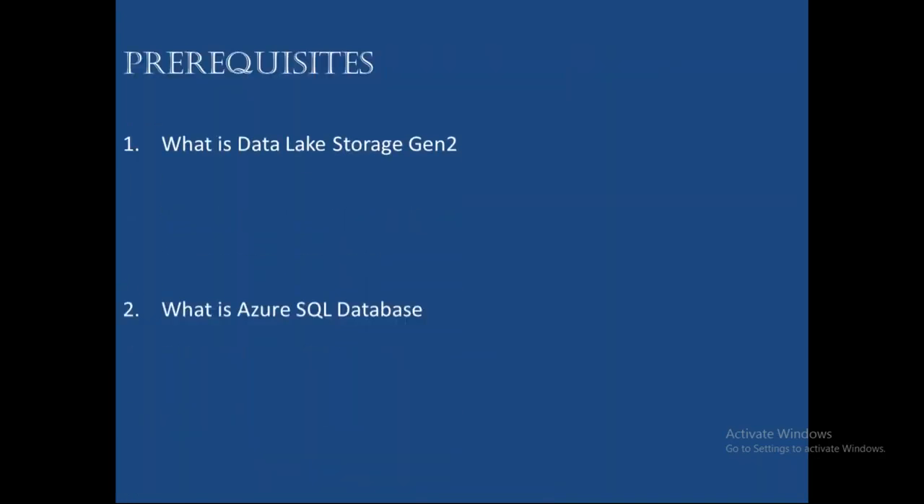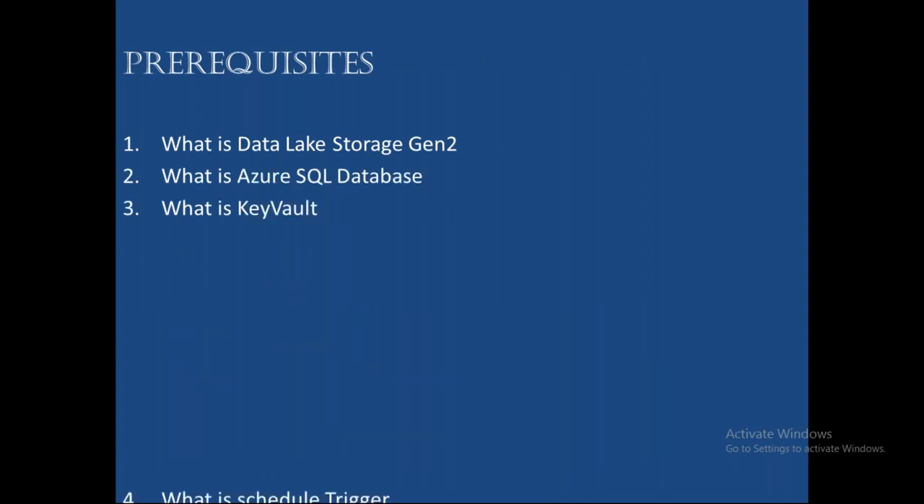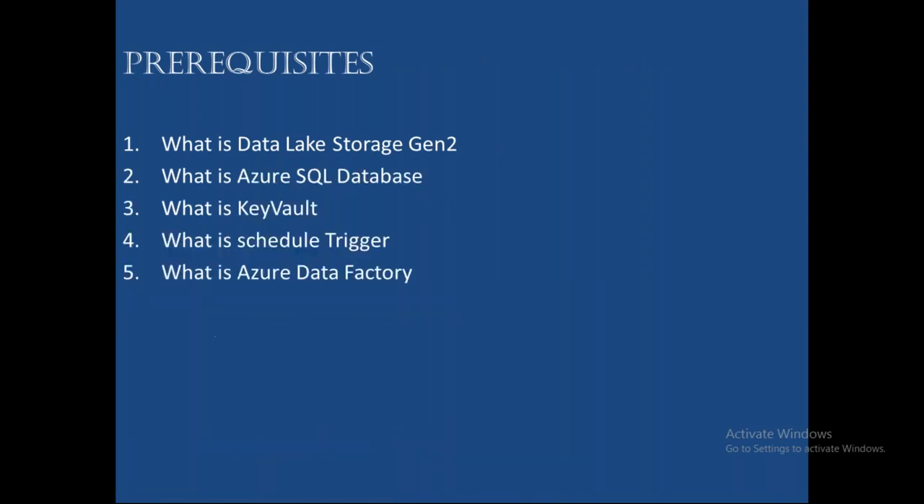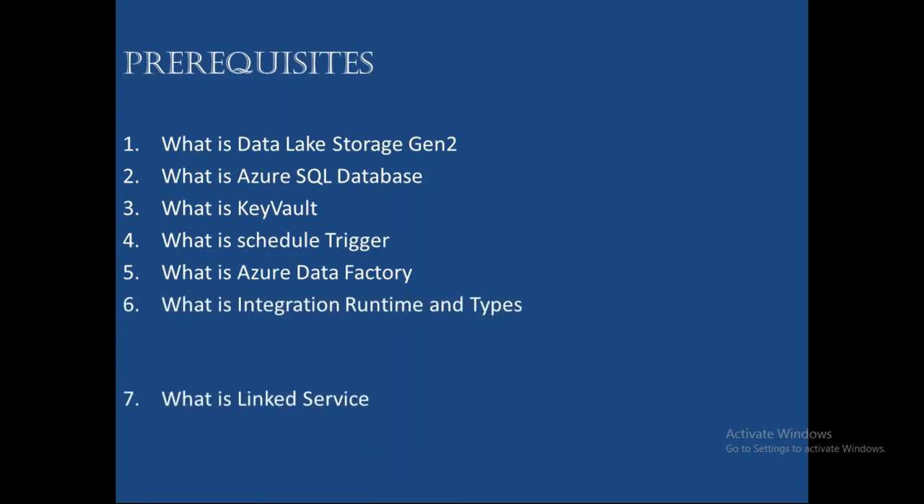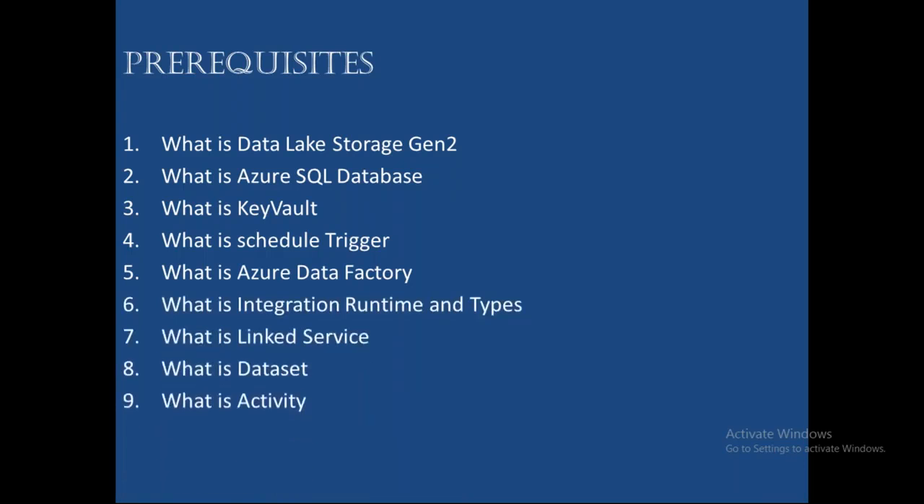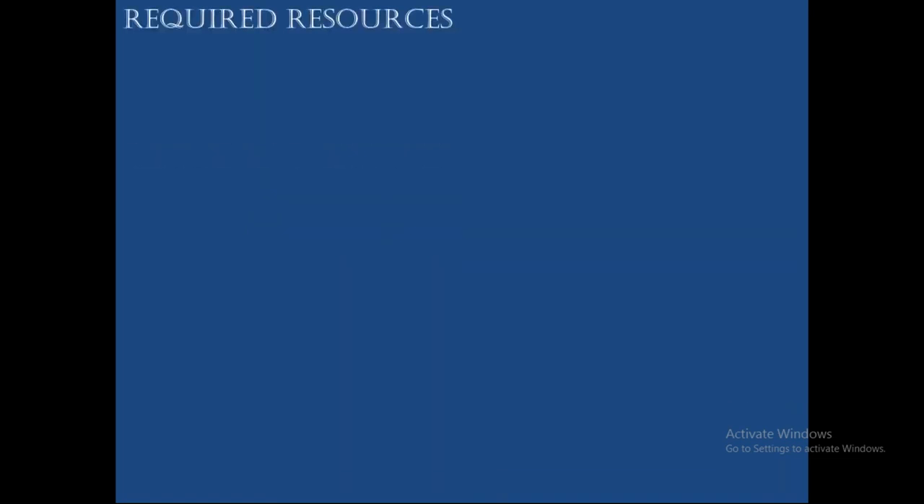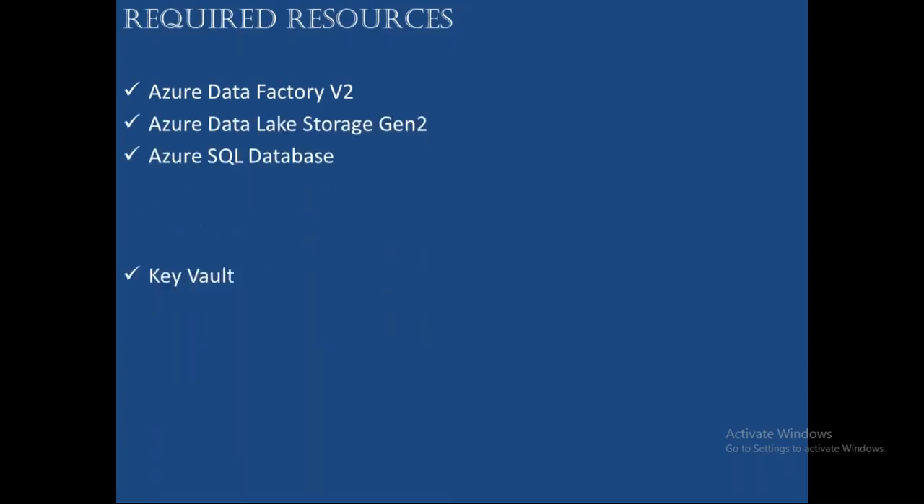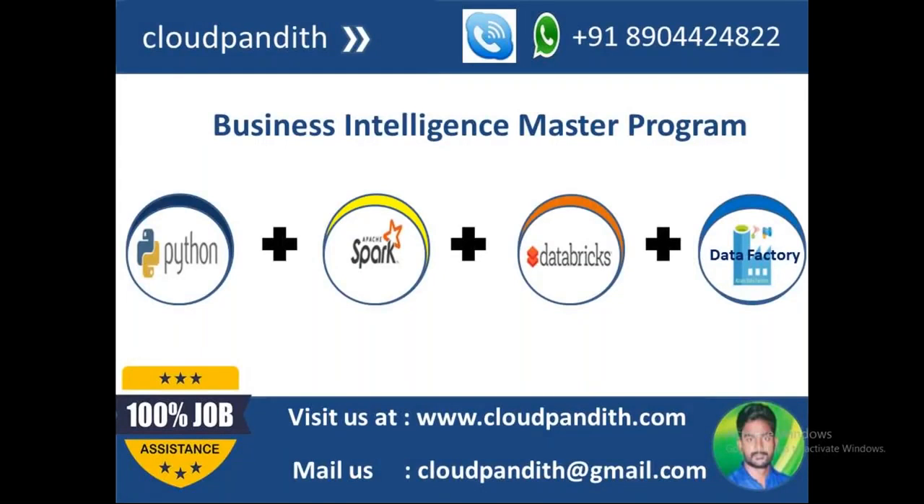Prerequisite, we should know what is data lake storage Gen 2, SQL database, key vault, schedule trigger, Azure Data Factory, integration runtime and types, linked service, data set, and the activities. Finally, we need to know pipeline. We know all these things that we have discussed in detail on all the components. Let's go to the required resources. We need to create the Azure Data Factory v2, Azure Data Lake Storage Gen 2, Azure SQL database, and key vault. These are the 4 services that we need, friends.